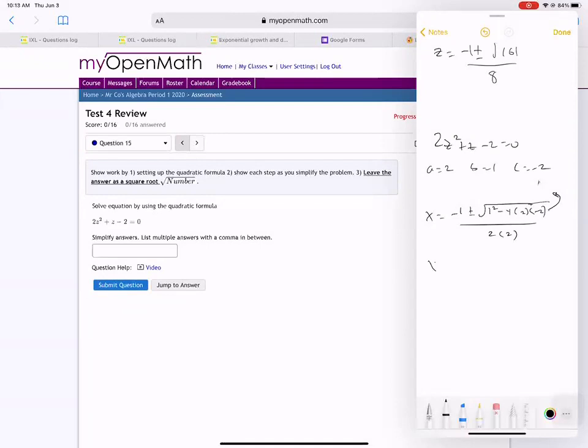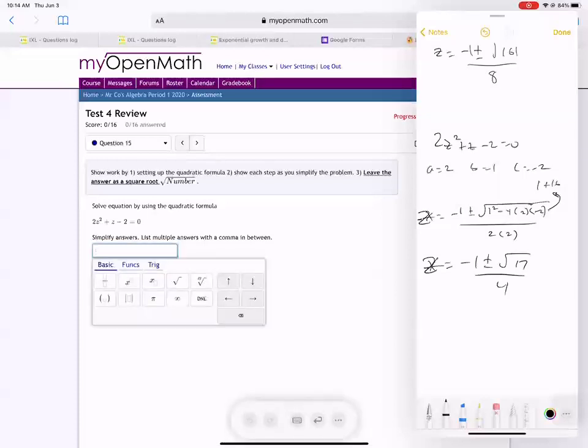So 1 squared is 1, 4 times 2 is 8, 8 times 2 is 16. So we're going to plus 16. We end up with a square root of 17. z is equal to -1 plus or minus square root of 17 all over 4. And that's what they want you to write. That's it. So to save you guys some time, instead of writing on your calculator, this is what I want. I want to see this. If you give me the decimal answer, you won't get credit, okay? You will not get credit.